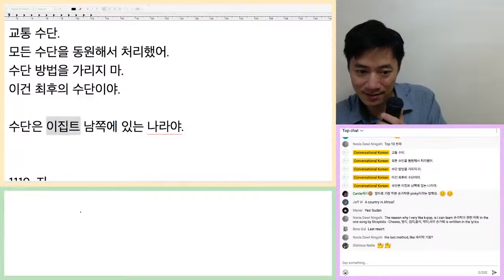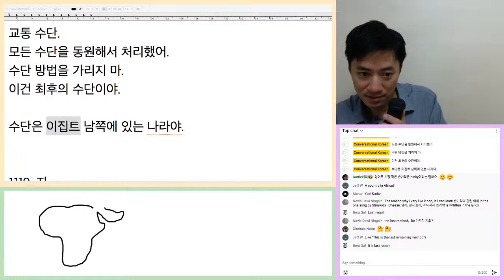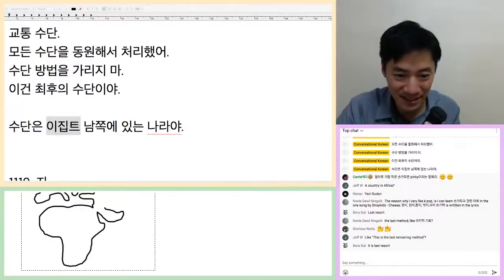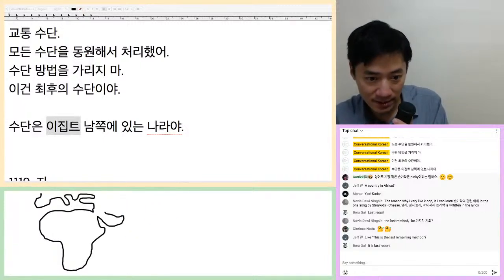Let's say this is Africa. Maybe Saudi Arabia and the peninsula is around here, maybe. Maybe Turkey is here, Greece, Italy, or Spain. Can you see the whole thing? I'm not sure about that. And Egypt is around here, right? And Sudan is around here.